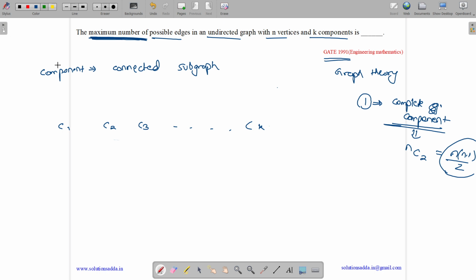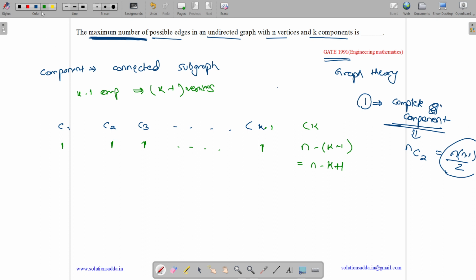So we will do a greedy approach. We will give one vertex to each component. So the first k minus 1 components, each with one vertex, will use k minus 1 vertices. Let me write k minus 1 and Ck. So all of them will have one vertex. So total vertices used are k minus 1. So number of vertices left are n minus (k minus 1), or we can write it to be n minus k plus 1.